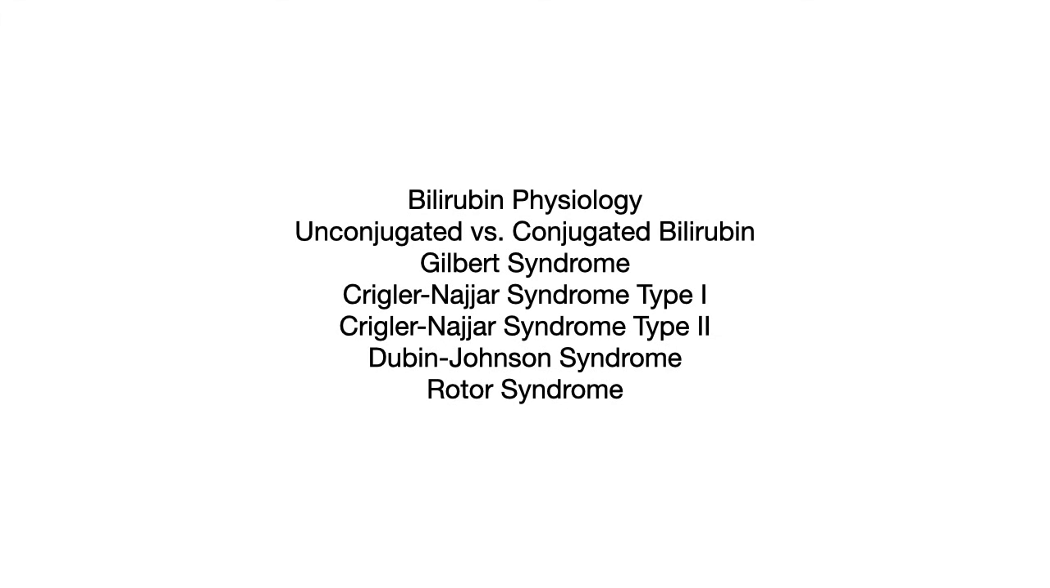And we'll conclude the video by talking about the different types of diseases that I'm sure you've seen in your textbooks and in your question banks that come up when you have congenital hyperbilirubinemia. And those diseases are Gilbert Syndrome, Crigler-Najjar Syndrome, type 1 and type 2, Dubin-Johnson Syndrome, and Rotor Syndrome.